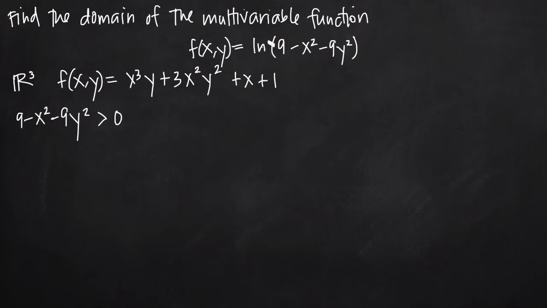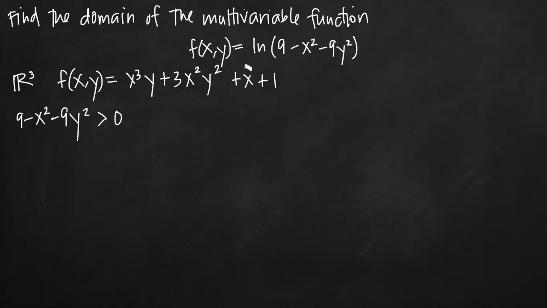If you just plug natural log of 0 into your calculator, you're going to get an error. If you plug natural log of a negative number into your calculator, you're going to get an error. And that's because natural log isn't defined when the value inside the natural log here is less than or equal to 0. So we want to keep this value greater than 0.